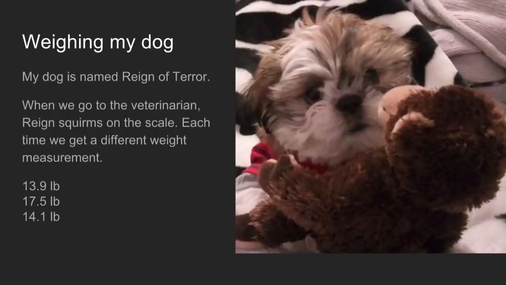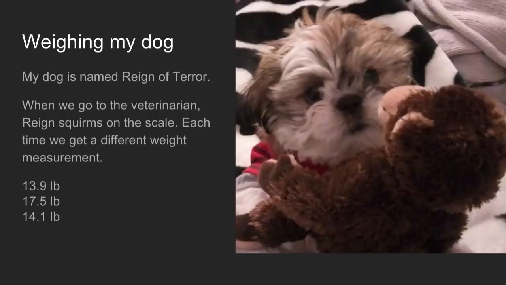What we want to know is how much Reign weighs. And this will be the basis for a decision. This is important. If her weight has gone up, her food intake will have to go down. And for her, this is a matter of life and death. So we don't want to make the wrong assumption and draw the wrong conclusion.